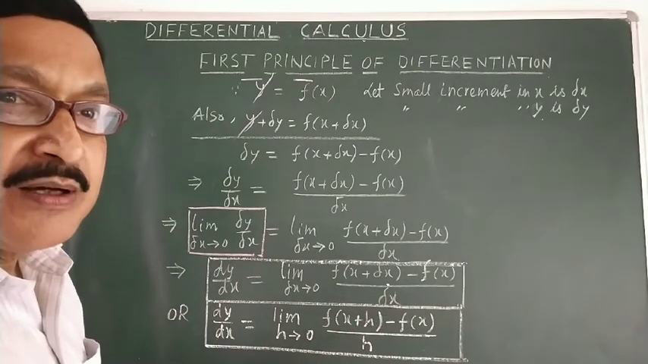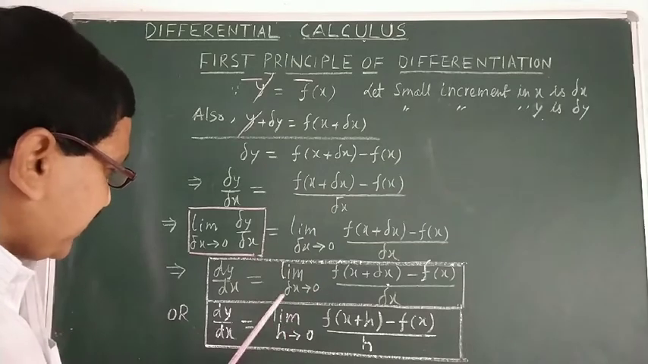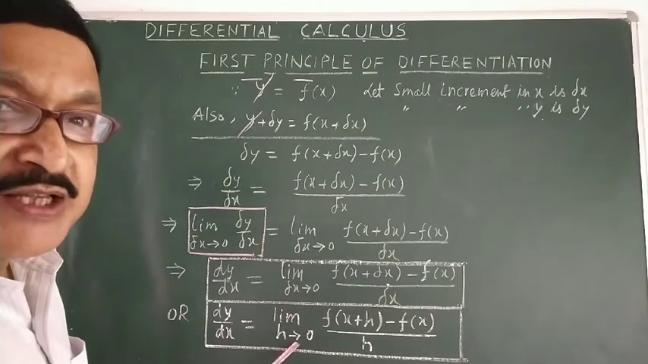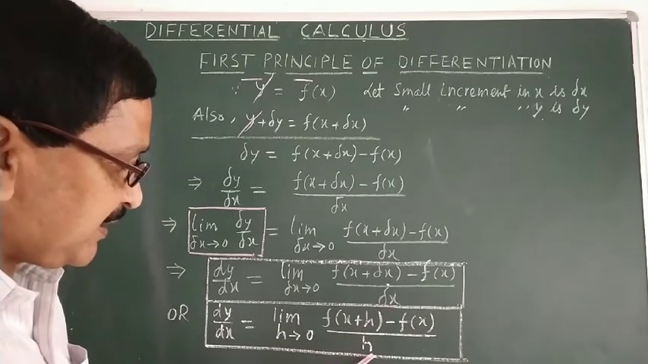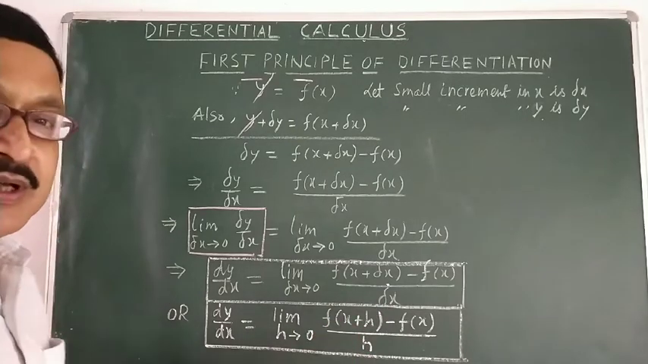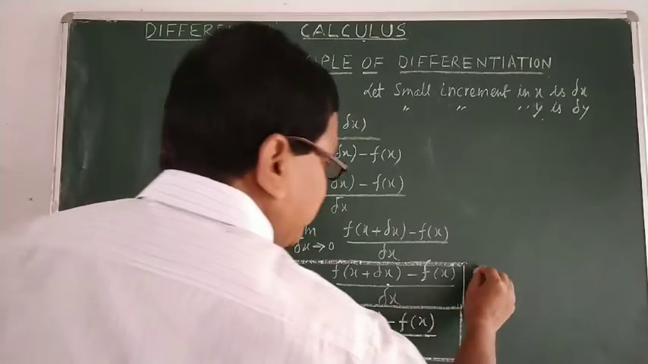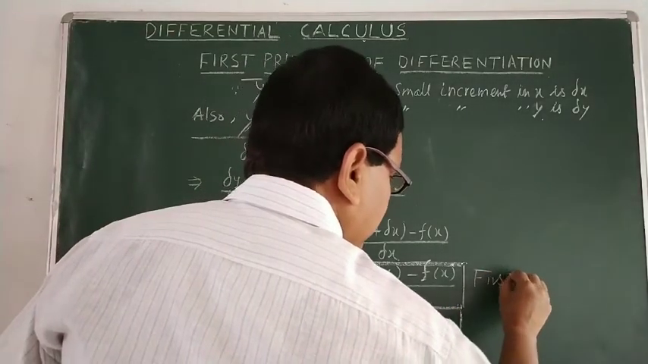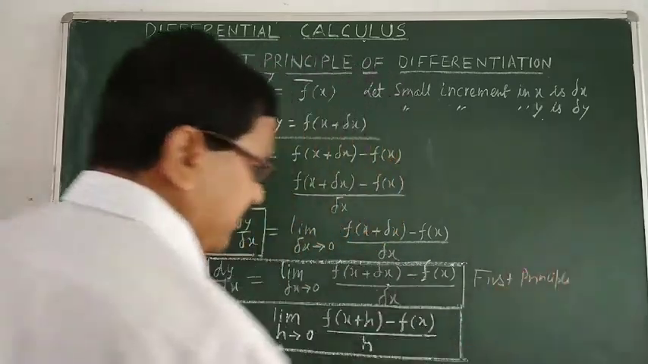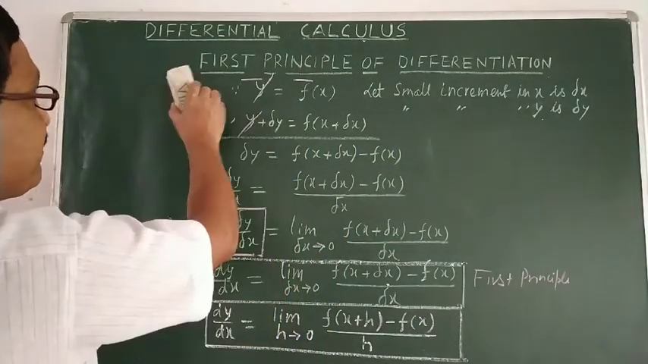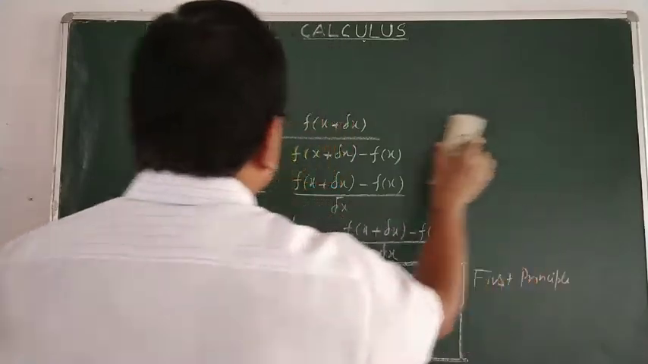By some writers, delta x is called h, small h tending to 0. So delta x or h, both are used in various books. So this is called the first principle of differentiation.